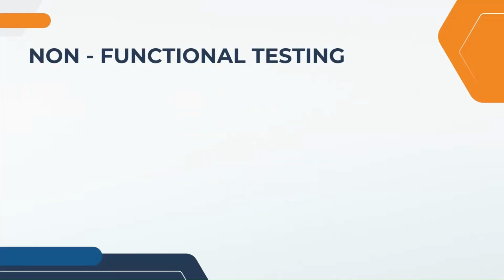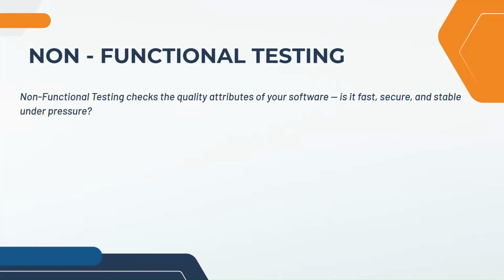Now comes the second type. The second major type of testing is non-functional testing. What is non-functional testing? Just read it and understand it. Here is an easy definition: non-functional testing checks the quality attributes of your software. It is going to check how it works, how fast it is, how stable it is under pressure. Likewise, we are going to check the quality.